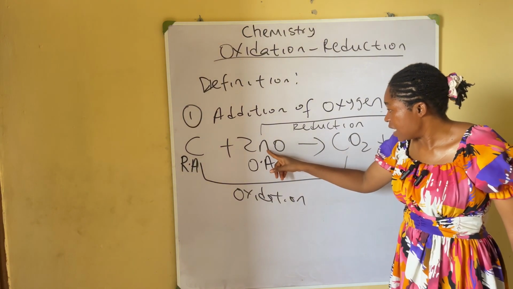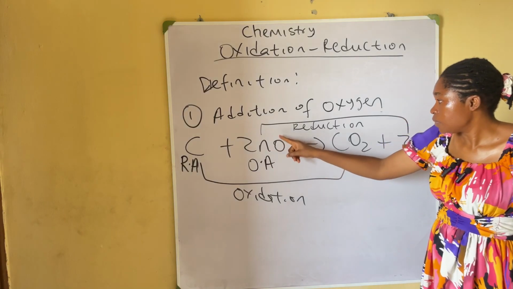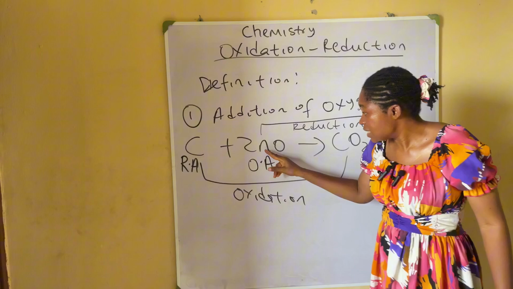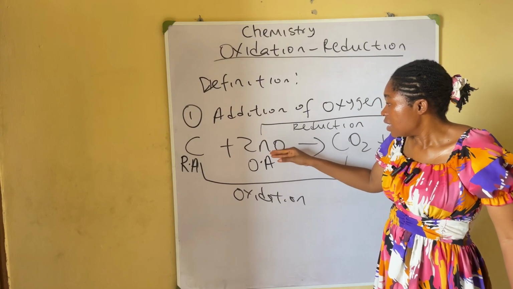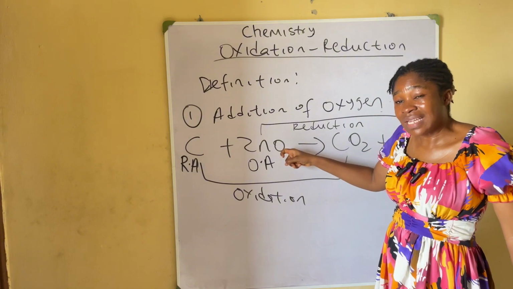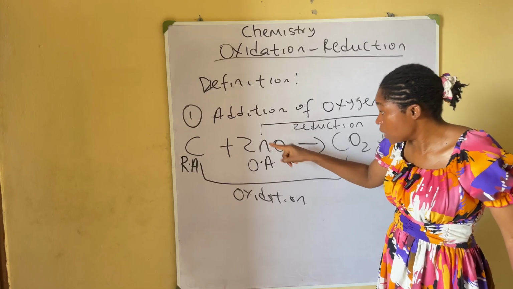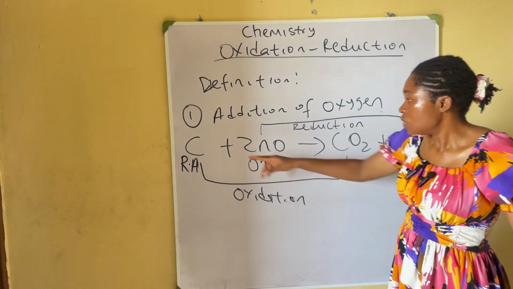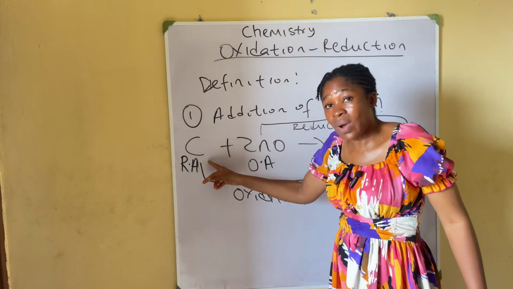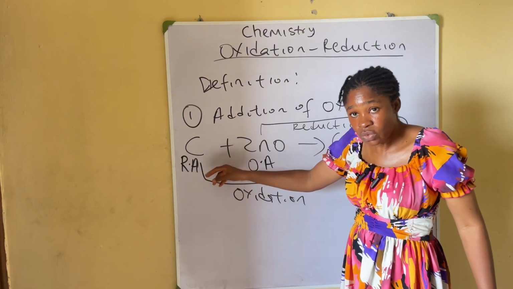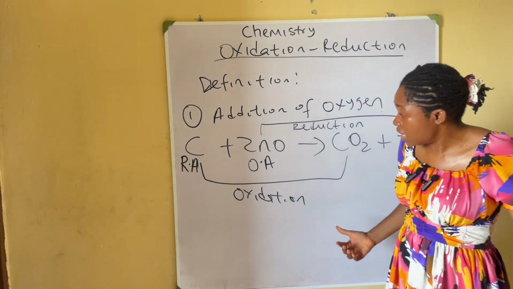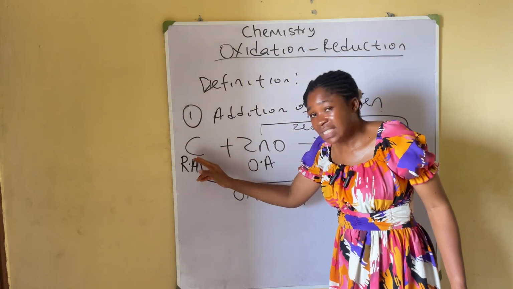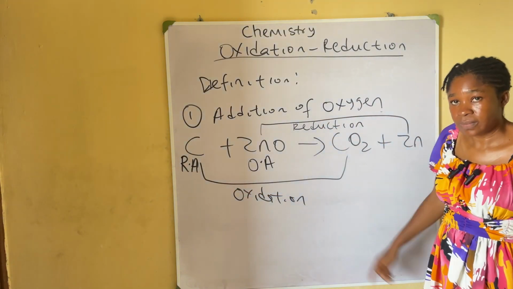Then look at this zinc oxide. Oxygen has been removed from it to form zinc metal. So the substance that donates oxygen, this one donated oxygen to this one. So this one is the oxidizing agent. The reducing agent is the one that accepts oxygen. Or I can say the oxidizing agent leads to reduction, and the reducing agent leads to oxidation.